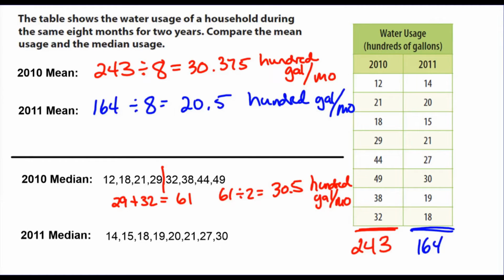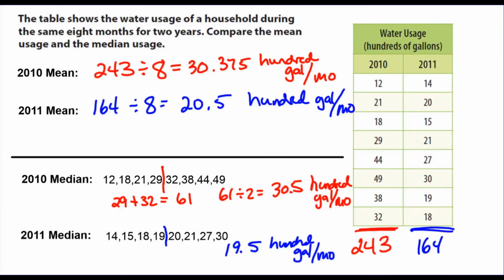And then for the 2011 median, there are 4 to the left and 4 to the right. And again, no number in between, so I'm going to take the average, or the mean, of 19 and 20. And I know that 19.5 is halfway between, so 19.5 hundred gallons per month.